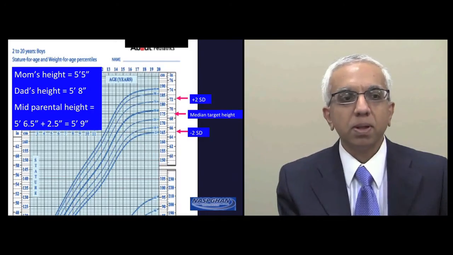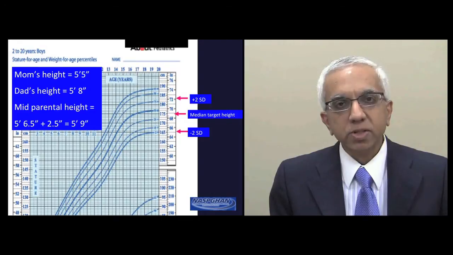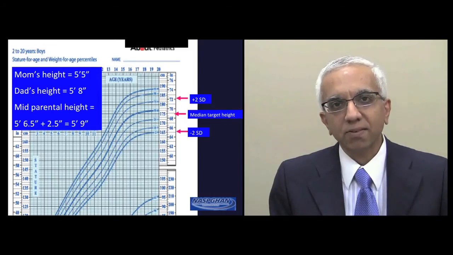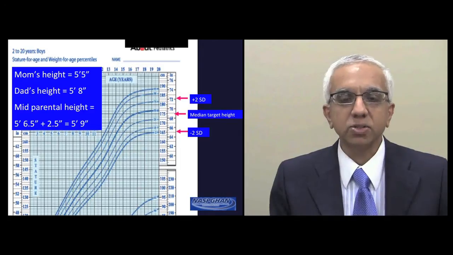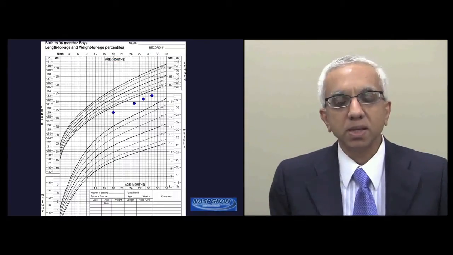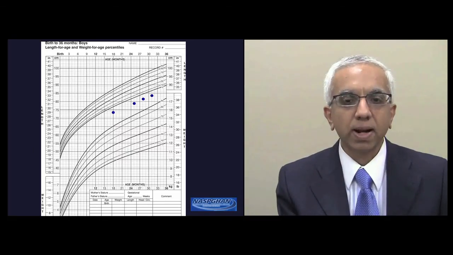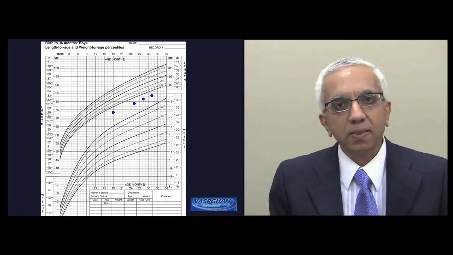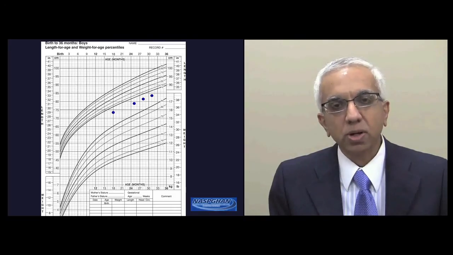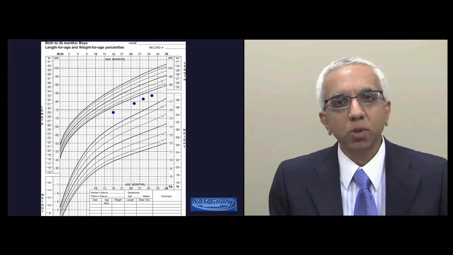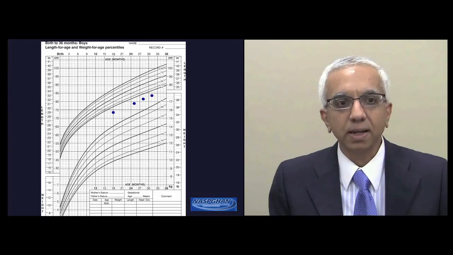Looking at this example, mom's height is 5 feet 5 inches, dad's height is 5 feet 8 inches. If you look at their average, it's 5 feet 6.5 inches. And to this, if you add 2.5 inches, you get 5 feet 9 inches. And this now gives us the median target height. To this, you can then add and subtract 8.5 centimeters, and this gives you the 2 standard deviations on either side. Now this boy should grow at least to between the 5th and the 10th percentile in height.